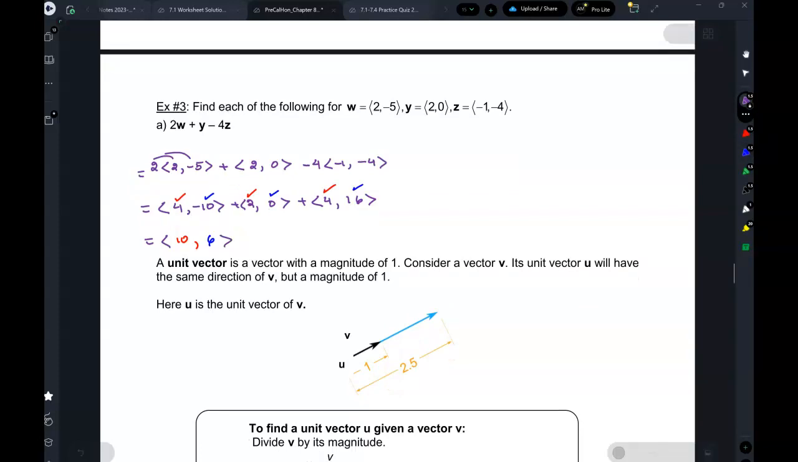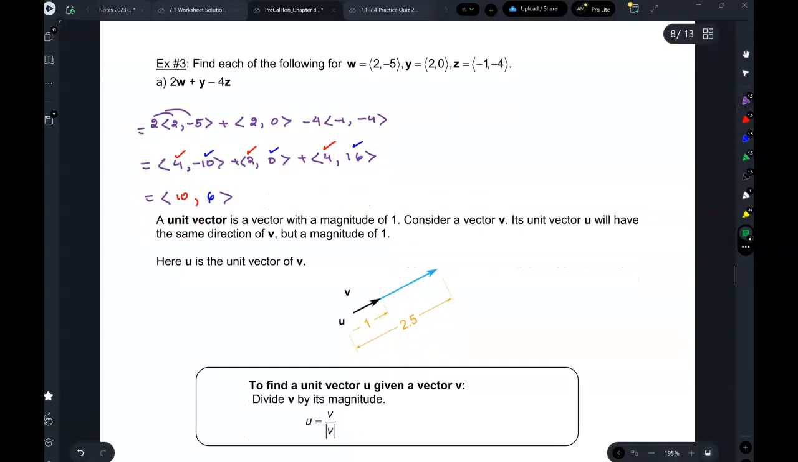All right, next. What is a unit vector? A unit vector is basically a vector with a magnitude of 1, but it will have a specific direction. So suppose you had a vector v. Its unit vector, we'll call it u, will have the same exact direction of v, but it will have a magnitude of 1. So take a look here.